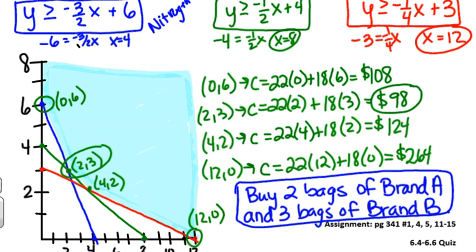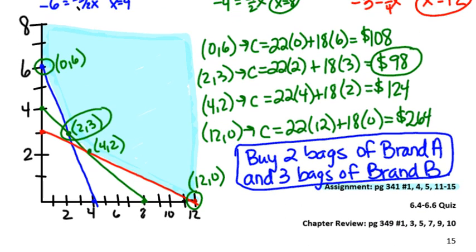Your assignment is on page 341, number 1, 4, 5, and 11 to 15. Once you feel confident with this optimization content, there is a quiz 6.4 to 6.6, which is all optimization, the part 1, 2, and 3. When you've got that completed, next is your chapter review on page 349, and then your chapter 6 exam. Good luck. Let me know if you have any questions.